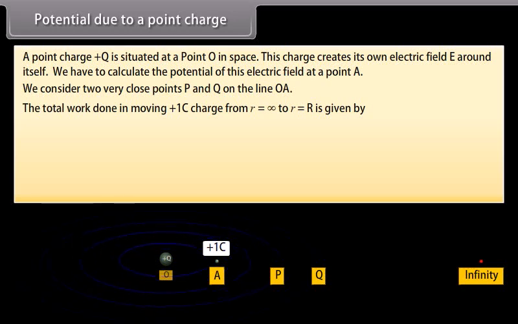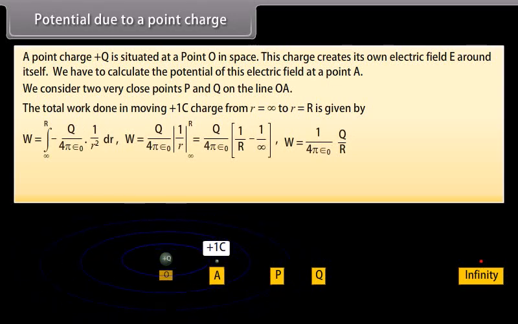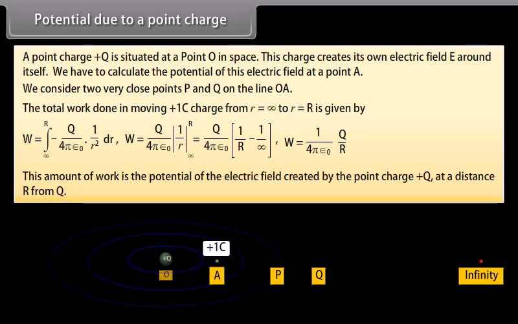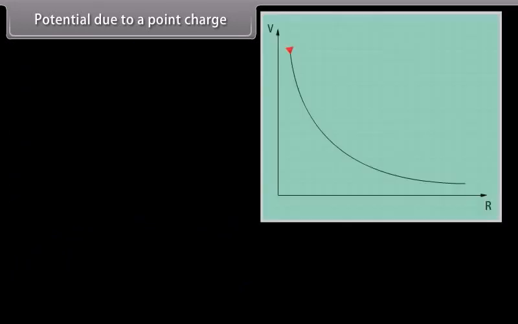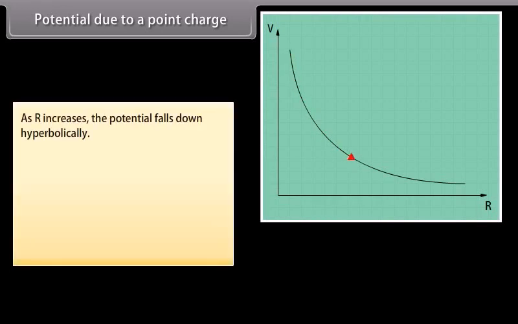The total work done in moving plus 1 coulomb charge from infinity to point R is given by W equal to 1 upon 4 pi epsilon naught multiplied by Q upon r. This amount of work is the potential of the electric field created by the point charge plus Q at a distance r from Q. We can show in the graph that, as r increases, the potential falls down hyperbolically.